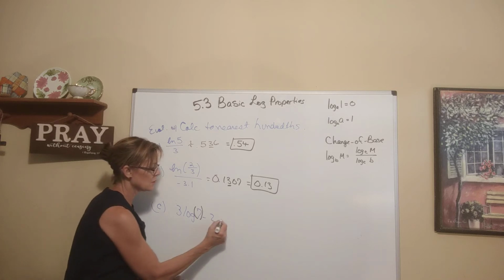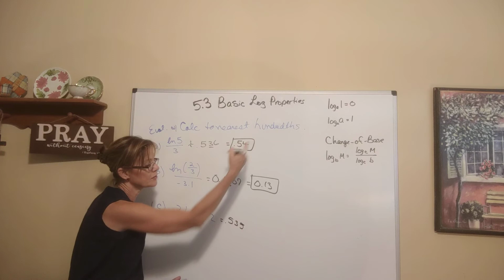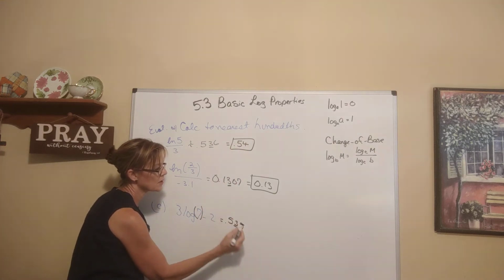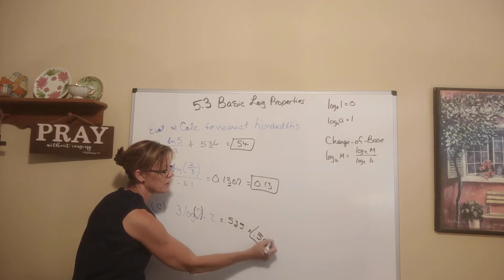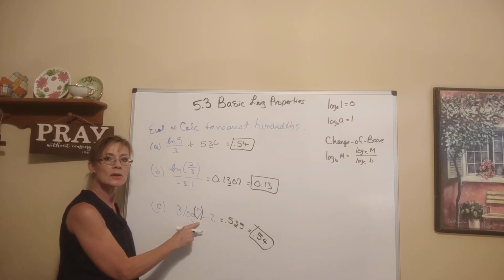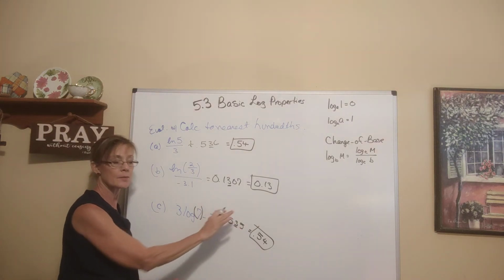And then this is equal to 0.535. So if we want it to the hundredths place, we're going to round to here. And so this is going to be 0.54. Okay? So whatever's right next to the logarithm is the argument. And if there's other things added or subtracted, that's separate.